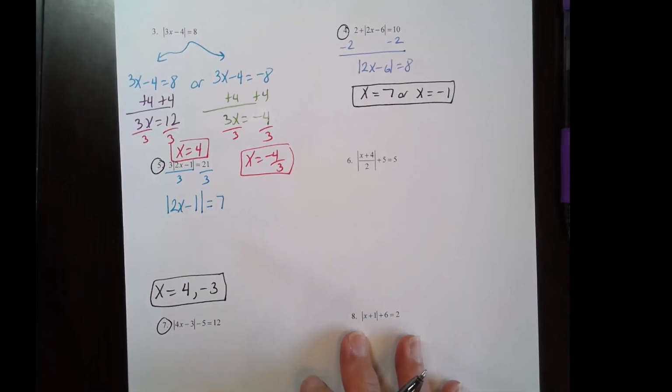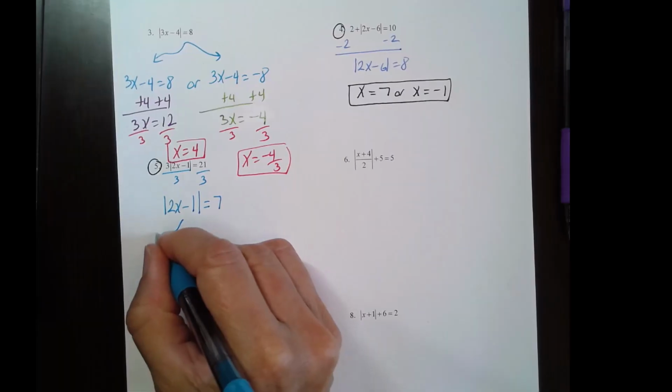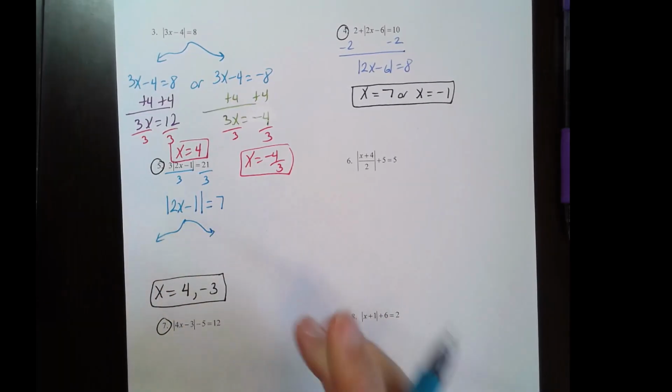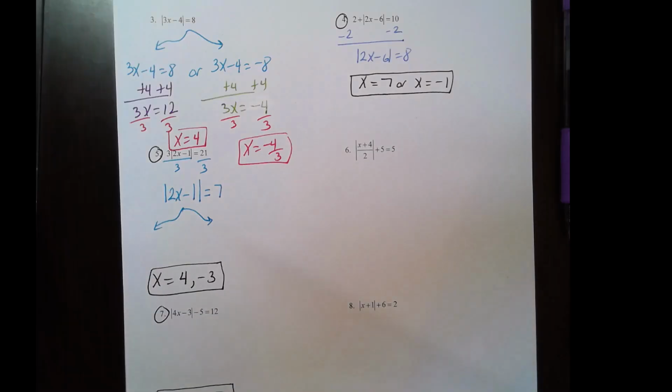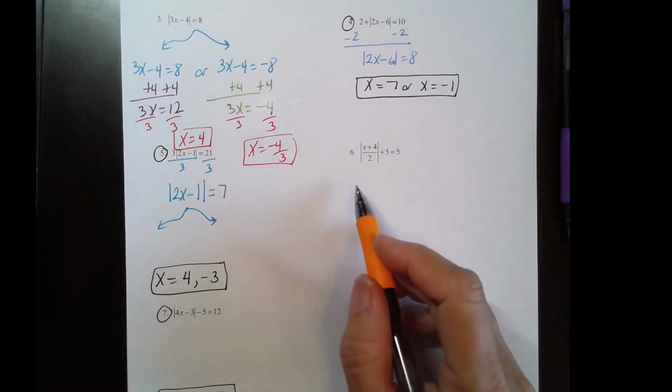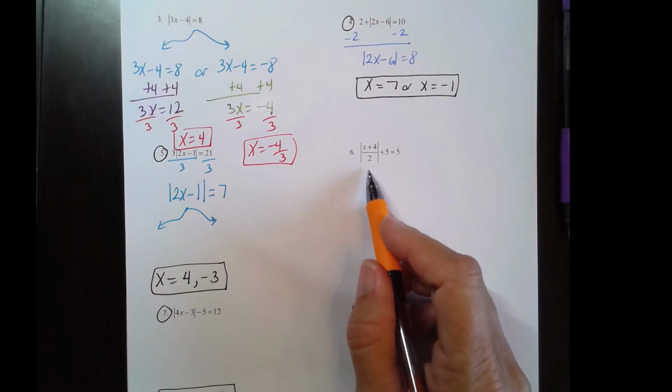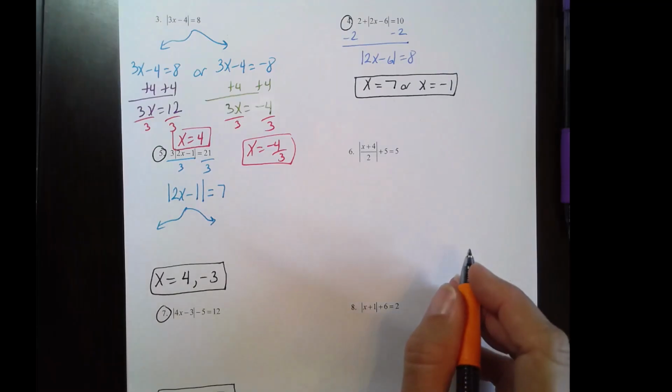Now at that point, I will let you continue with the problem. Make sure you break it up into your two different equations and solve. So pause the video and see if you can get to the two answers of x equaling 4 or negative 3. Number 6, the absolute value of x plus 4 divided by 2 plus 5 equals 5.